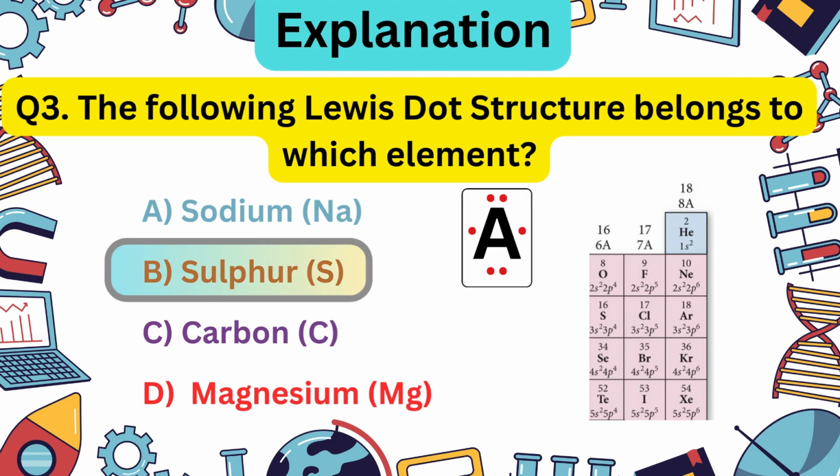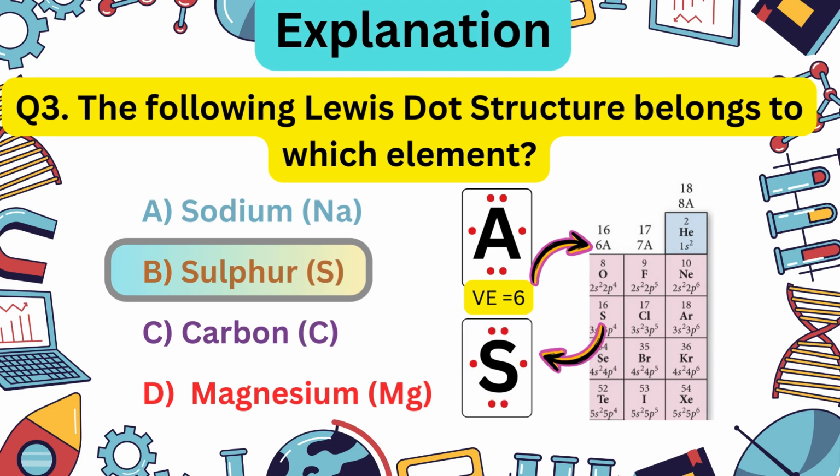The answer is sulfur, S, because if we count the number of dots, they are 6, it means the element belongs to group 6. And if you see the options, sodium is from group 1, carbon is from group 4 and magnesium is from group 2. Only element from group 6 is sulfur, and that is the answer.